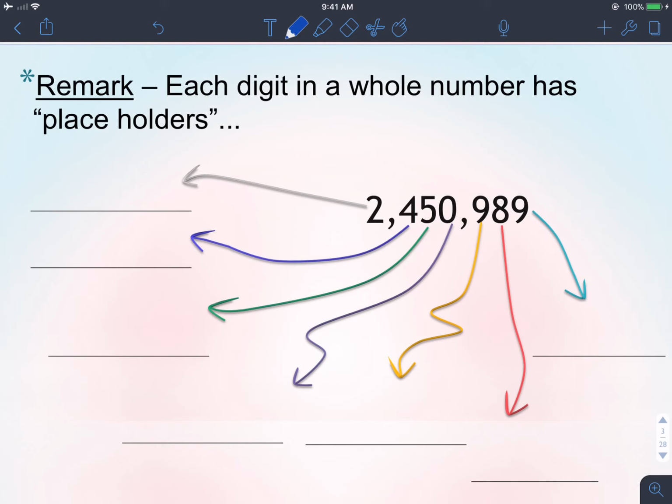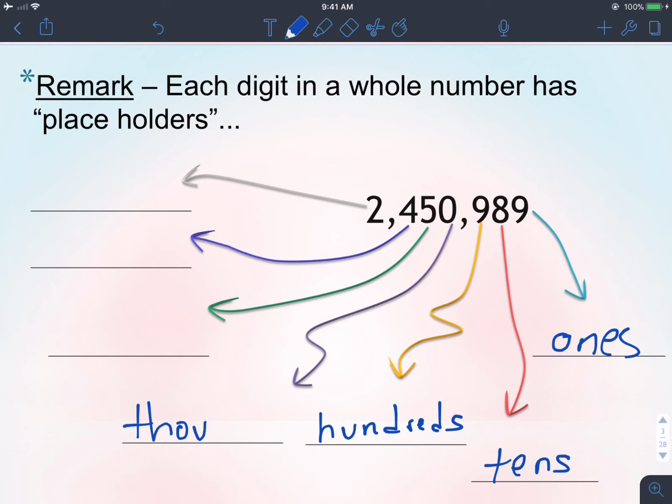This is 2,450,989. The 9 is the ones digit. The 8 is the tens. The next 9 is hundreds. The 0 is the thousand. And then from there, it just goes 10,000, 100,000, and so on.